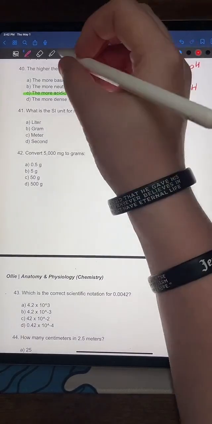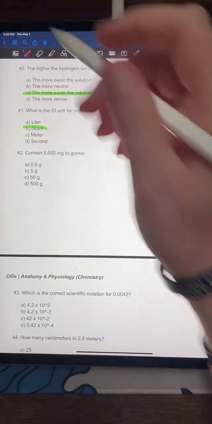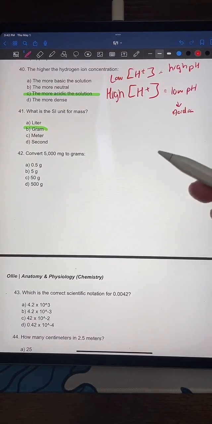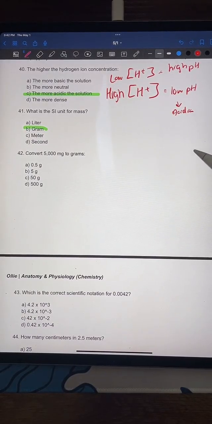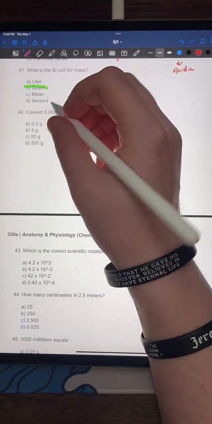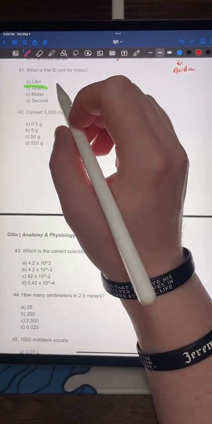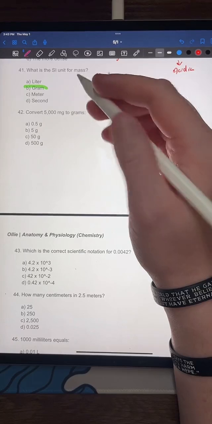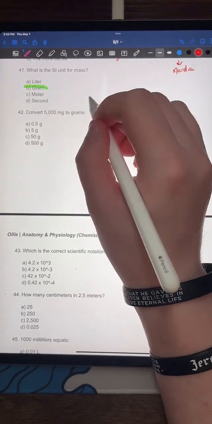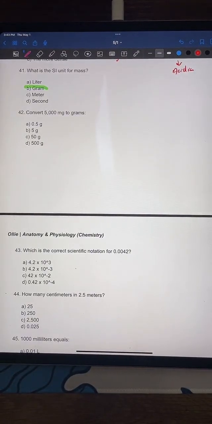Number 41, the answer is B, it is a gram. It's also kilogram as well, but mostly grams are used. Liter is for volume, meter is length, and second is for time. So if you wanted to convert, know your conversion scale. Definitely have that memorized. Practice those types of questions. But if we were to convert 5,000 milligrams to grams, how would we do so? And what would the answer be?